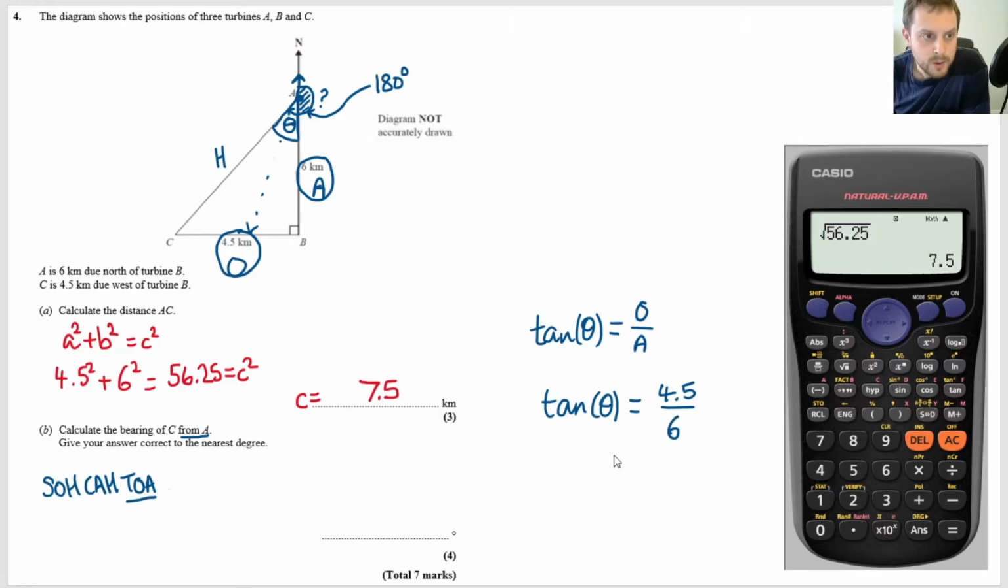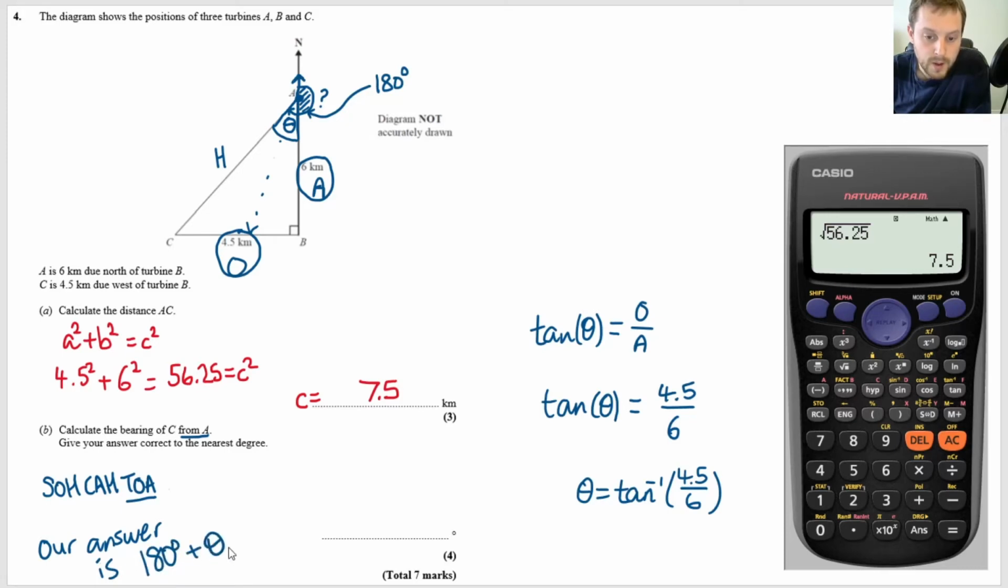So what you're going to do to get what theta is use the tan inverse button on your calculator. So that's shift and then tan. So it's tan inverse of whatever this is, so 4.5 over 6. And we're going to have to add that to 180, right? So our answer is 180 degrees plus our answer.